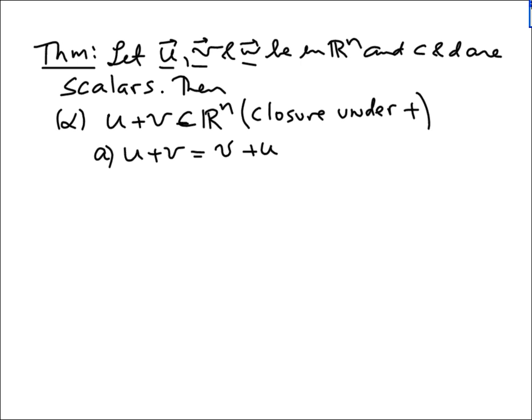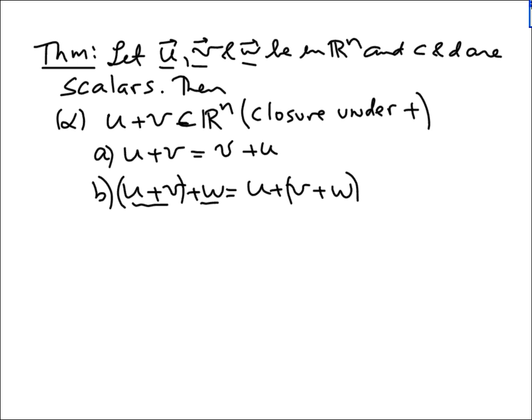The next property says you have three vectors that you're adding, u, v, and w. Same three, same order. There are two different ways of doing it. You can add the first two together, and whatever answer you get, add w to it. Or you can add the last two first, and then you take u and add to it whatever you got for v plus w.